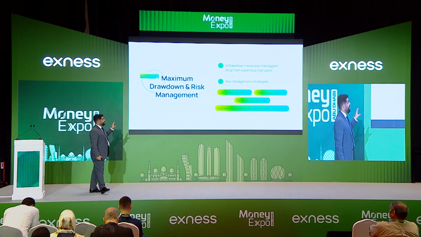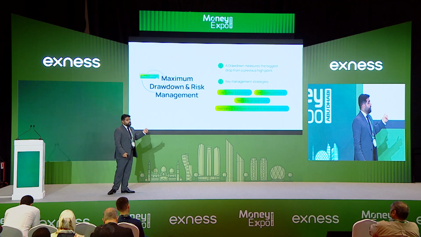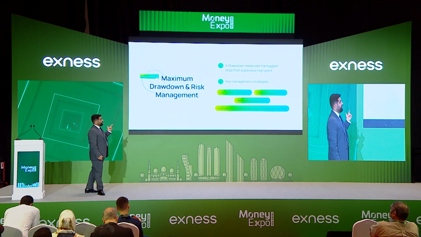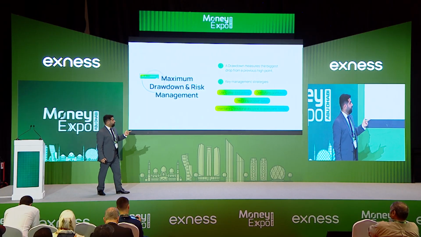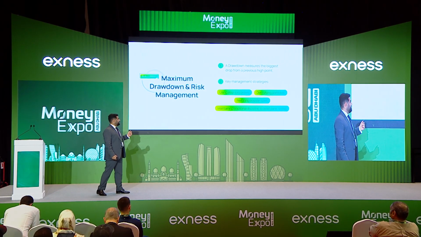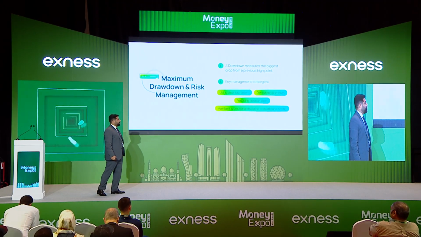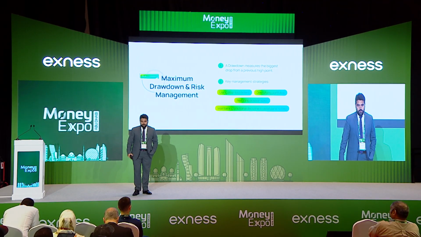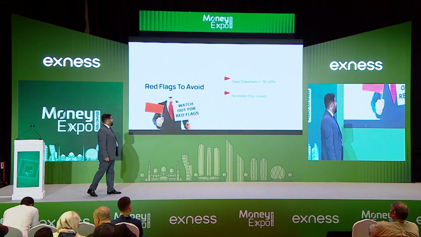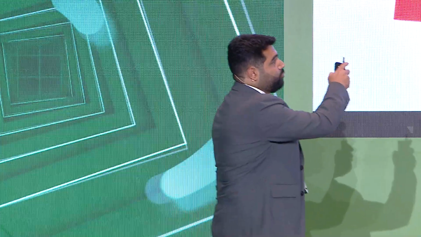And then we have the risk management strategies. If they use stop loss orders, if they diversify portfolios, reduce position sizes, and maintain emotional discipline to avoid price scaling. And then the red flags to avoid are deep drawdowns. Anything above 30 to 40% is considered to be risky. And then no visible stop losses. So when you start following a provider and you see that they don't set stop losses on trades, this is a red flag indicator.